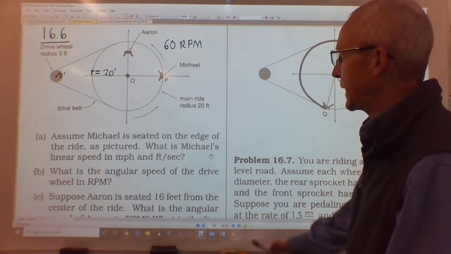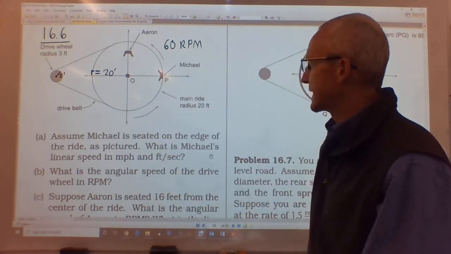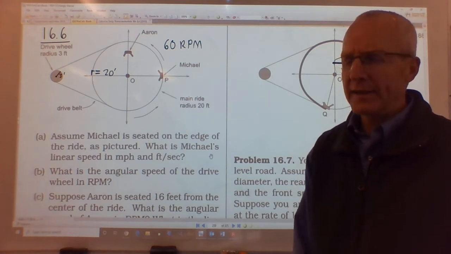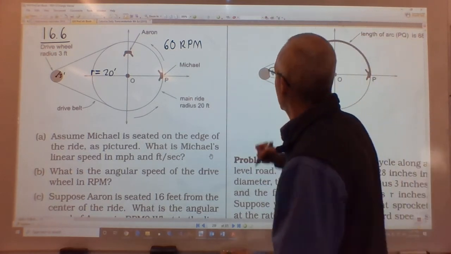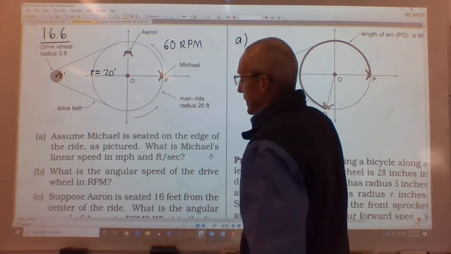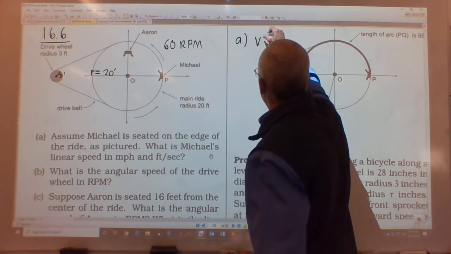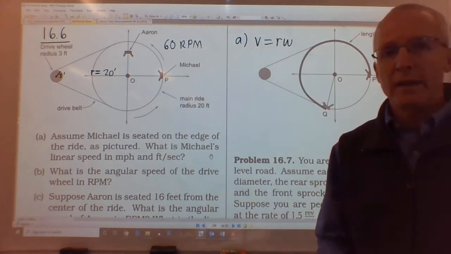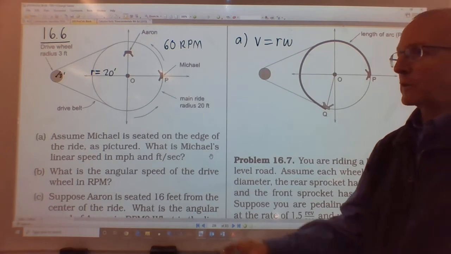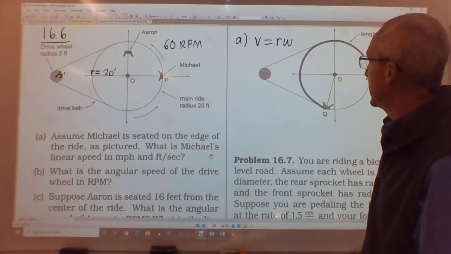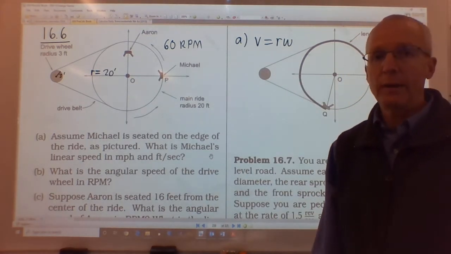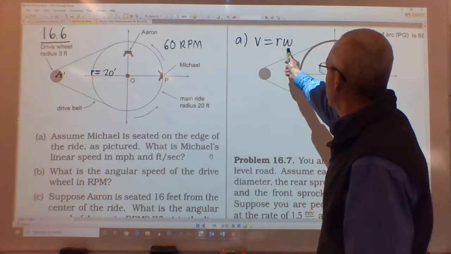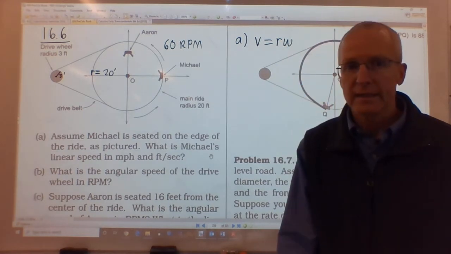First they say, assume Michael is seated right there. What is his linear speed in miles per hour and feet per second? Let's do feet per second first, then we'll convert that to miles per hour. So part A, we want his linear speed, and his linear speed V is equal to R omega. That's one of the formulas that we have. How fast he's actually moving, how fast the wind is hitting his face, is the radius times the angular speed. We know the radius, that's 20 feet, which gives us the feet per second. Now we've got to figure out omega in radians per second.